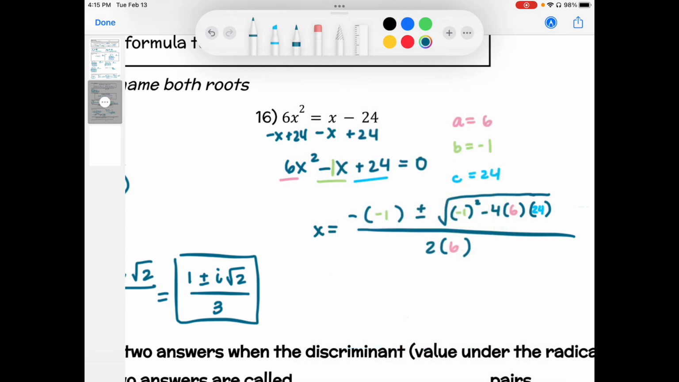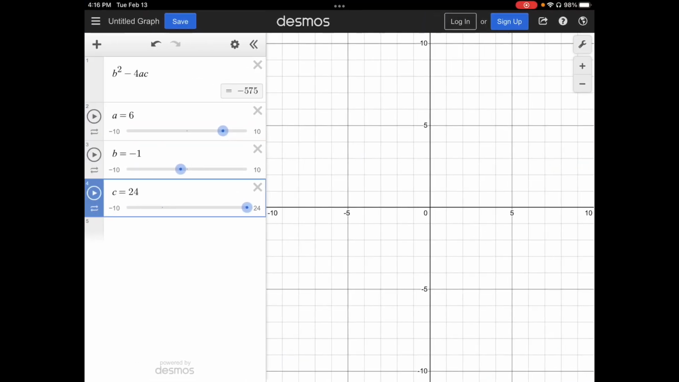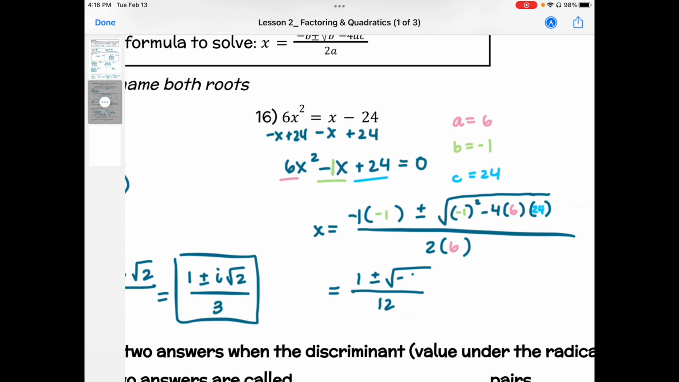So then we're just going to go ahead and simplify what we can and then use Desmos for the rest. So again, we have this double negative here. That's going to give us a +1 plus or minus the square root. Let's leave that for now and come back to it. Over, and we have 2 times 6, which is 12. All right, and then we're going to type that into Desmos. I already have it typed out just to save a little time on y'all's part. So 6, -1, 24 gives us -575 underneath the radical.